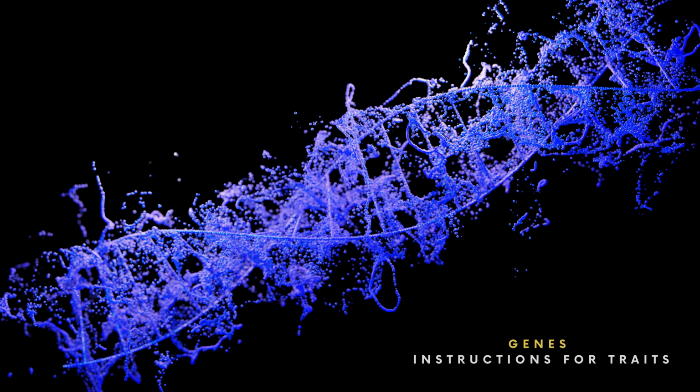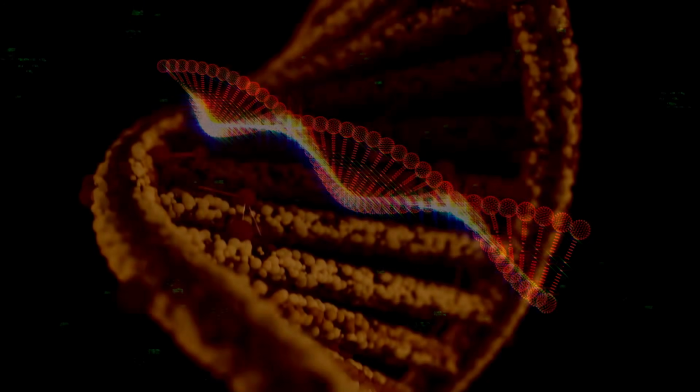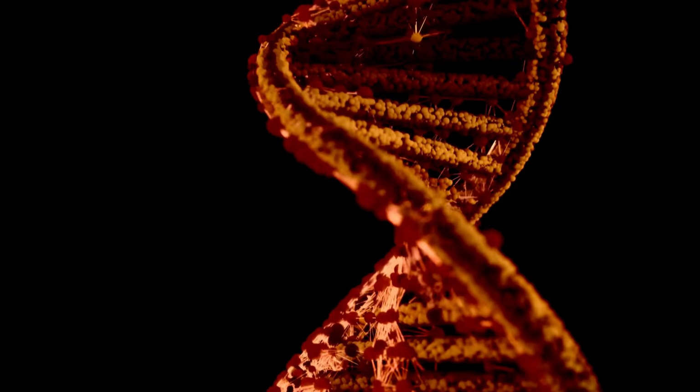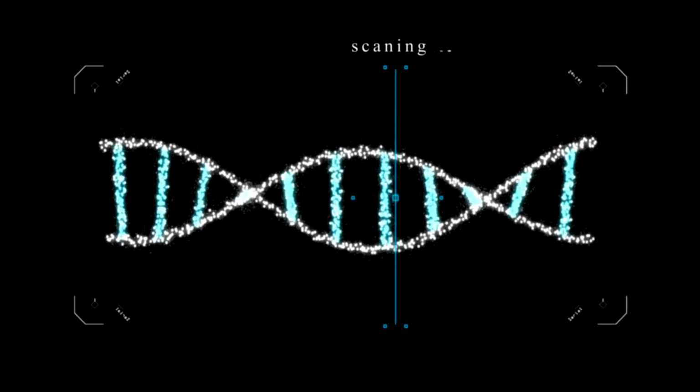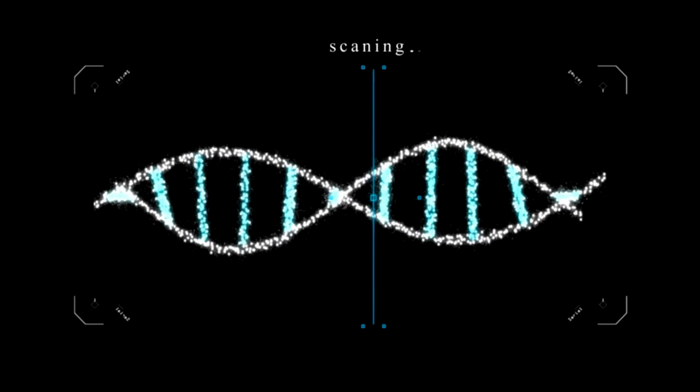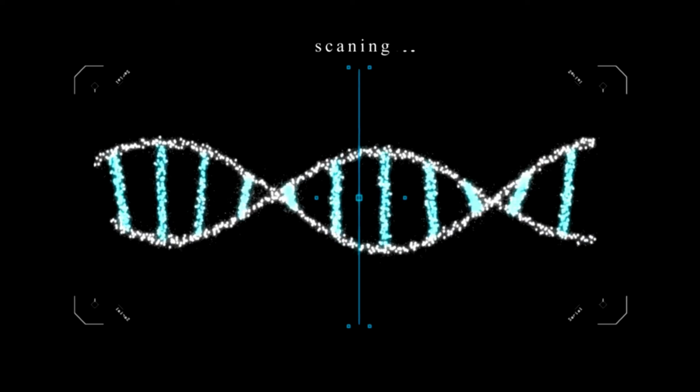Genes, instructions for traits. Genes are specific sequences of DNA that contain instructions for building and maintaining different traits. These traits can include physical characteristics, such as eye color or height, as well as functional aspects like enzyme production or immune system function. Each gene carries the code for a particular protein, which is responsible for carrying out specific tasks in the body.